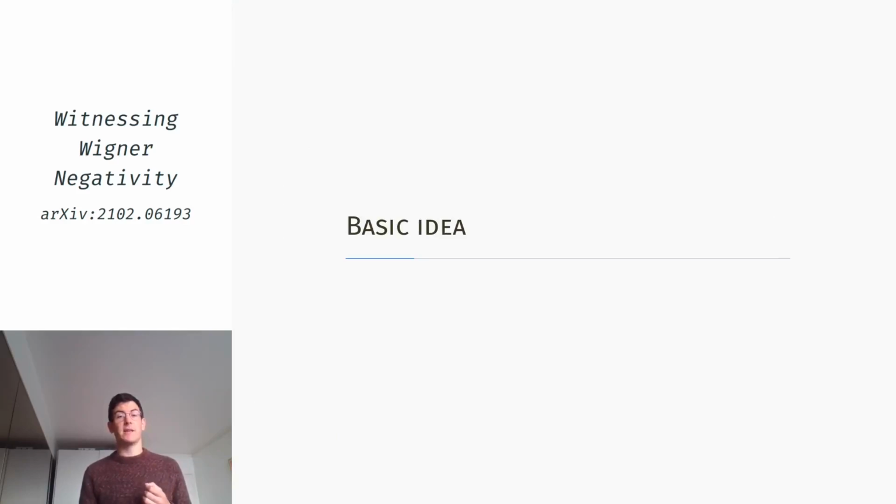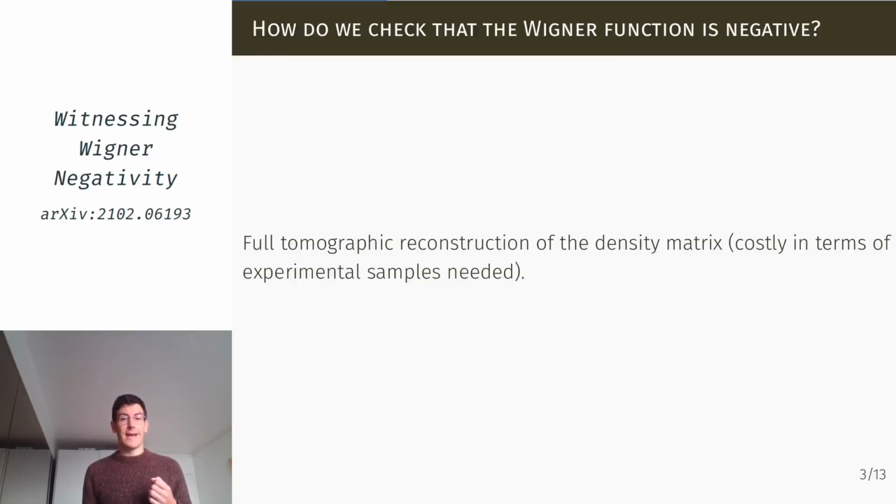The basic idea is the following. How do you check that your Wigner function is negative? Well, the first thing you can think of is to fully reconstruct the density matrix by tomography, but it's very costly in terms of the samples you need to reconstruct it.